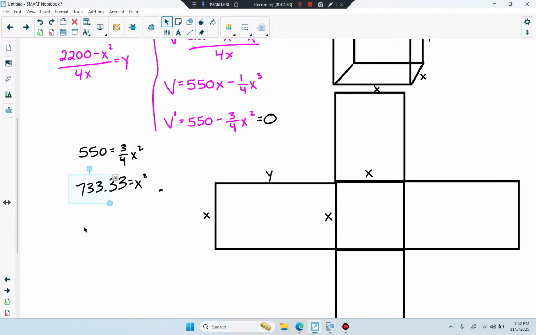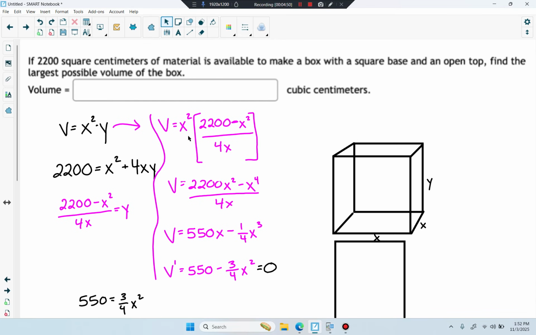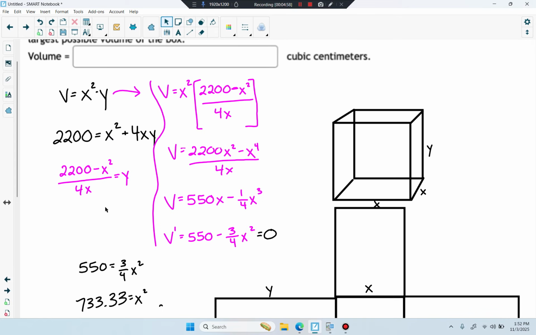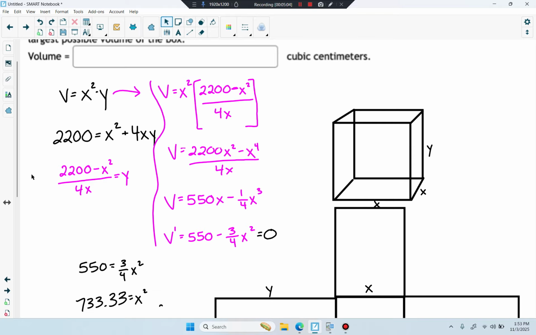27.08. What did I say? 27.1, I guess. We'll just leave it at 0.8. It wants to know the volume. Okay, so that's x. I can find y by plugging that in here.